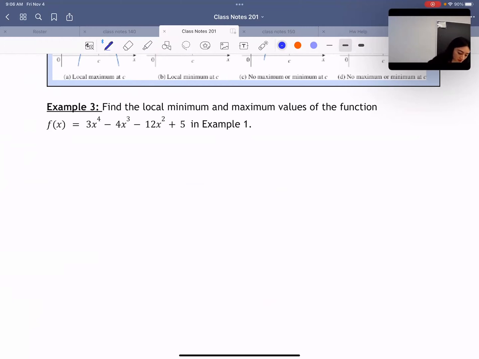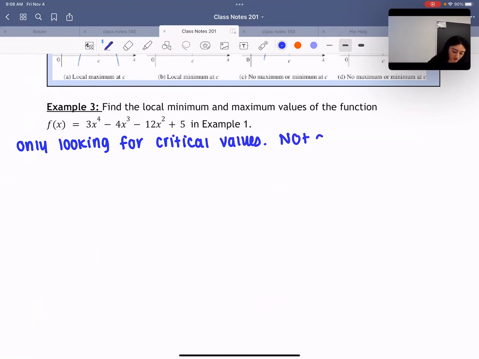So let me write a note up here. Only looking for critical values, not discontinuities. Okay, this is a little bit different than example 1 and 2 because we're not looking for places where the function doesn't exist. We're strictly looking for critical values. Okay, now since this is a polynomial, doesn't really matter, but the next example it might kind of matter.